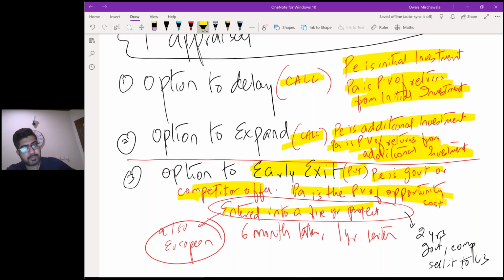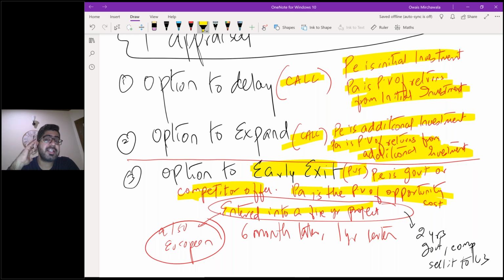So if the question gives you option to delay or option to expand or option to early exit, it will then ask you to find its value through BSOP. So you need to remember these principles. Value through BSOP is that 5-step approach.